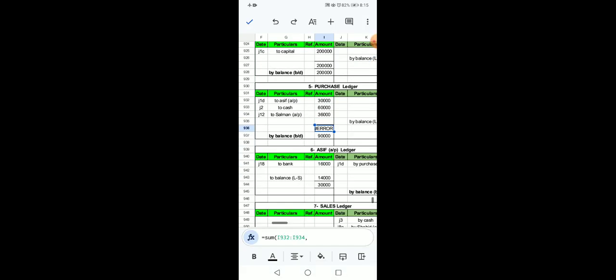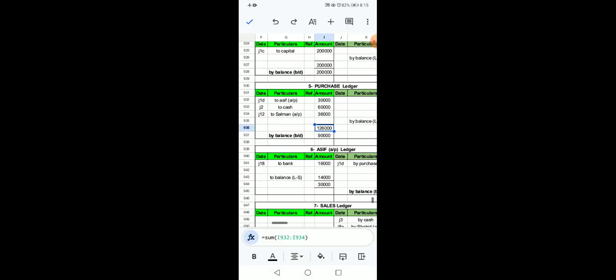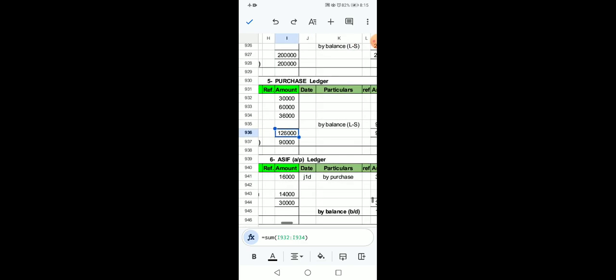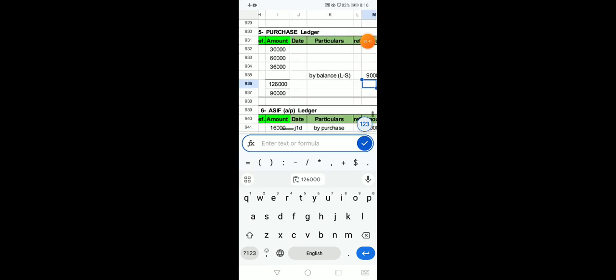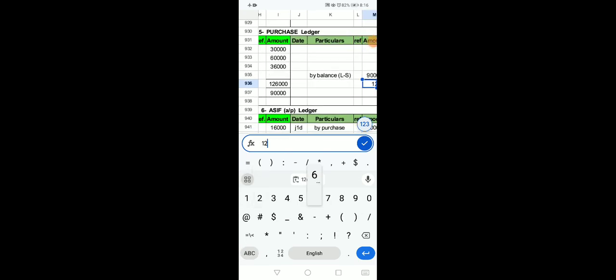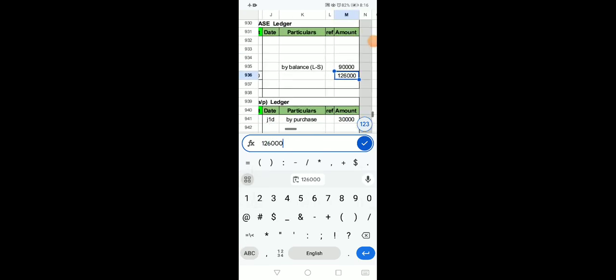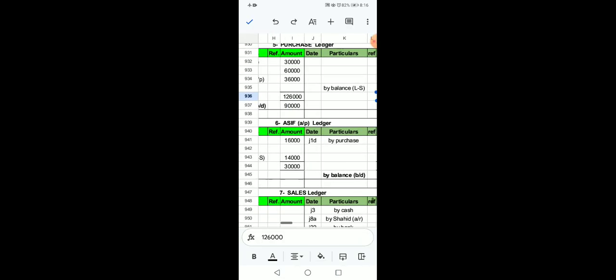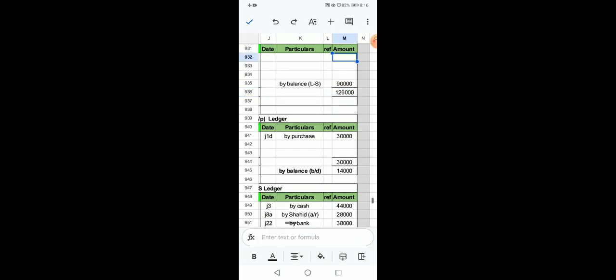Sum of debit side was not 90,000. It is now 1,26,000. So the same total will be posted on credit side as well. So total of debit side was 126,000, so you will write 126,000 on credit as well. Now calculate the balance. Nothing was present over here. It means sum of credit side was 0.